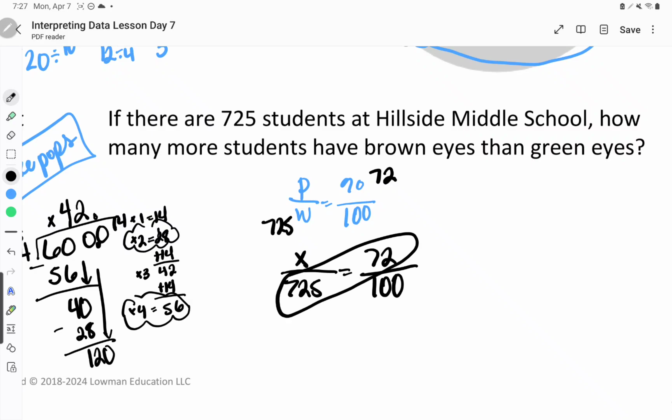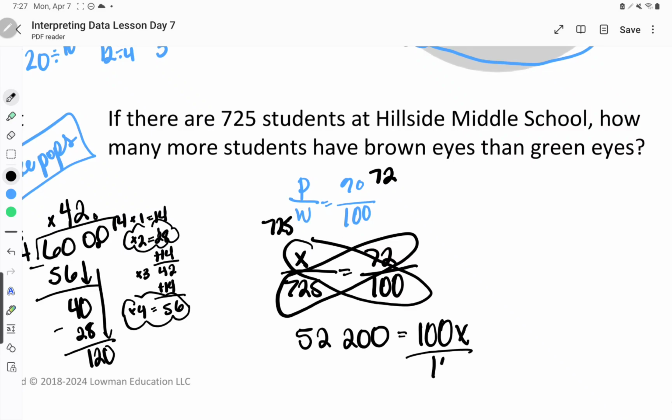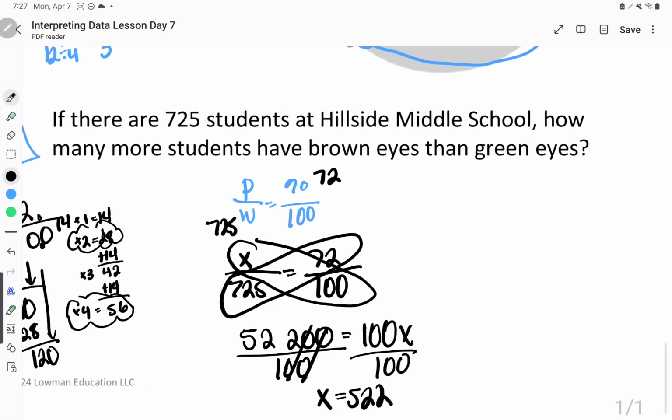Cross multiply, we have 725 times 72. And that gives us 52,200. I'm going to take out that comma. And then we have x times 100, which gives us 100x. Divide both sides by 100. Cross off those 2 zeros, and you would find that it's 522 students that have brown eyes. But the question is, how many more students have brown eyes than green eyes? So now we have to figure out how many students have green eyes. So how would you do that?